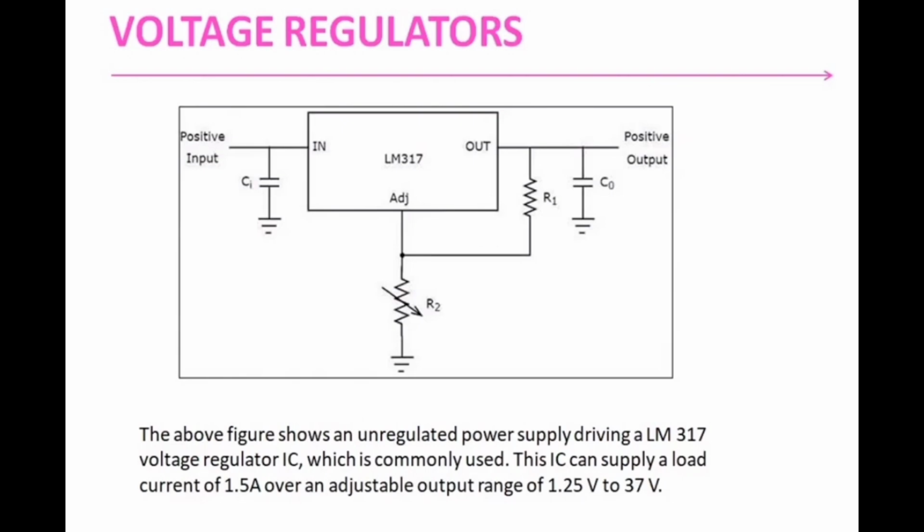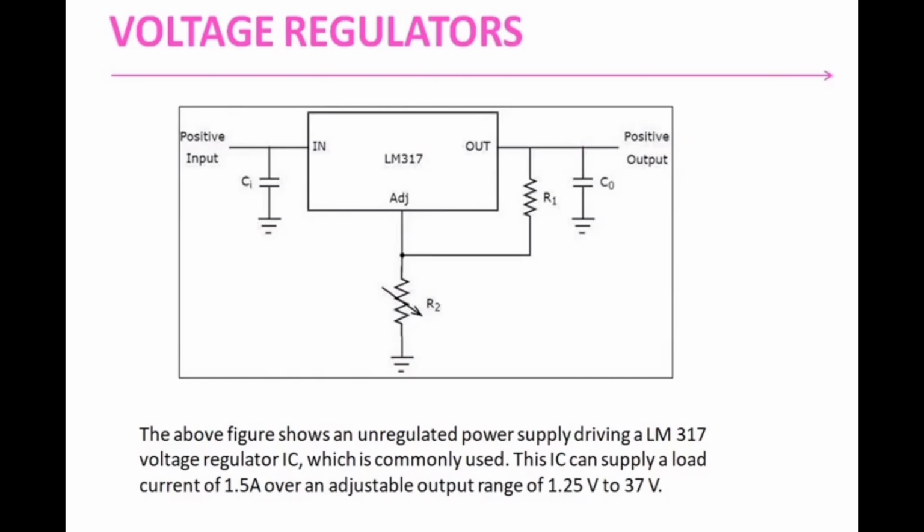So this figure shows an unregulated power supply, that is positive input, driving a LM317 voltage regulator, which is commonly used. This IC can supply a load current of 1.5 amps over an adjustable voltage range of 1.25 to 37 volt.